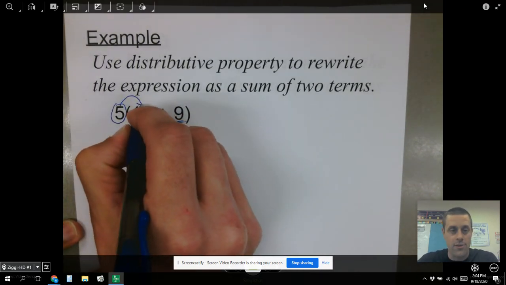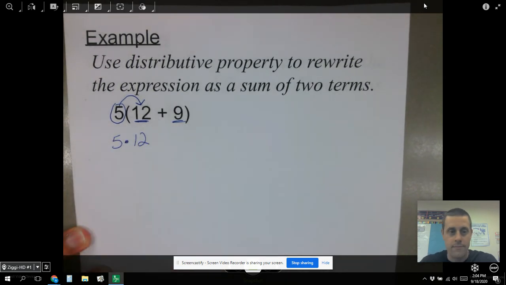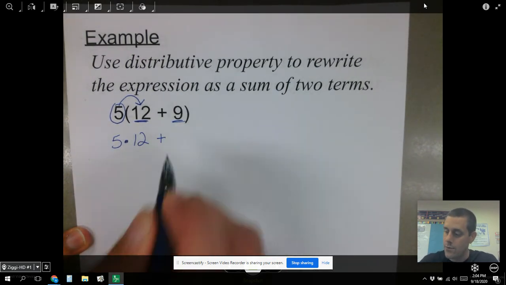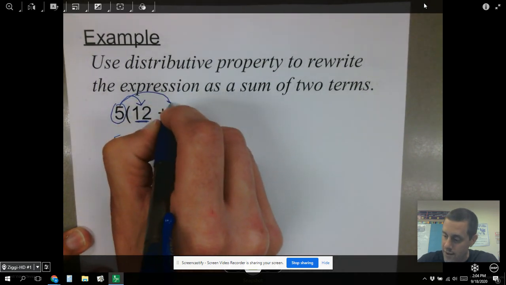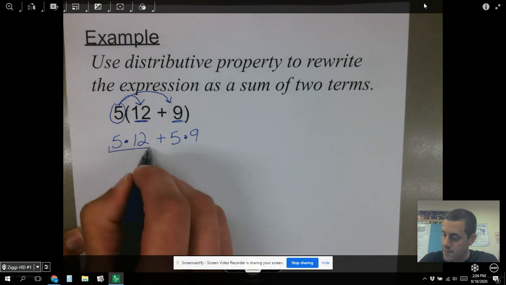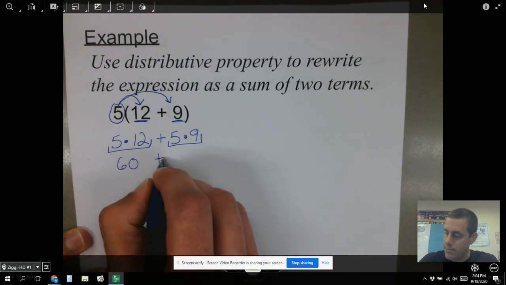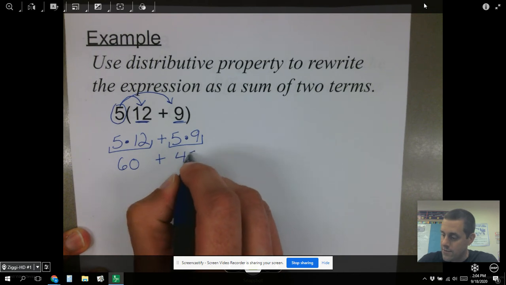So we're going to distribute the 5 to the 12 through multiplication. So we get 5 times 12. Dropping our plus sign, we're now ready to distribute the 5 to the 9. We get 5 times 9. You go ahead and simplify your multiplication. 5 times 12 is 60. Bring down your plus sign. 5 times 9 is 45.